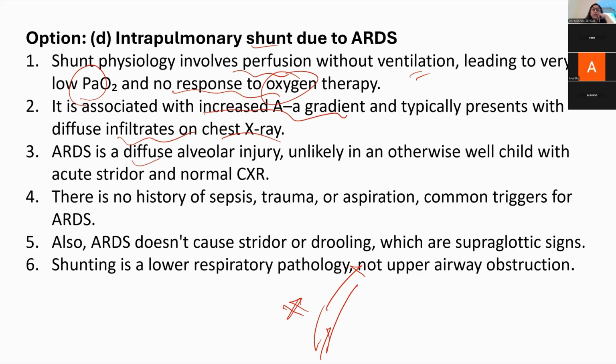ARDS is a diffuse alveolar injury, unlikely in an otherwise well child with acute stridor and normal X-ray. No history of sepsis or trauma or aspiration or common triggers for ARDS. Also, ARDS will not cause stridor or drooling, which are supraglottic signs. Shunting is a lower respiratory pathology, not an upper respiratory pathology.